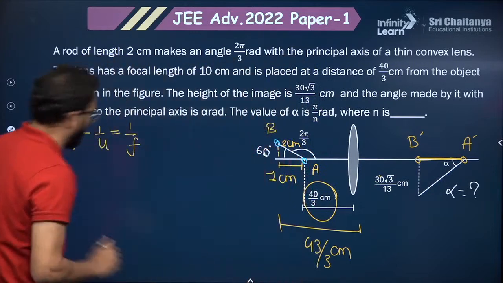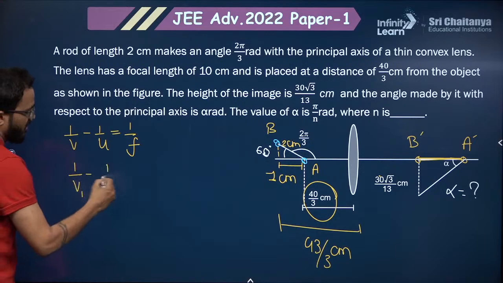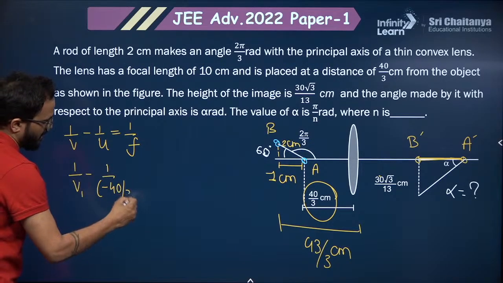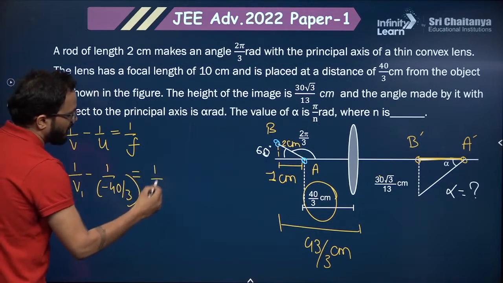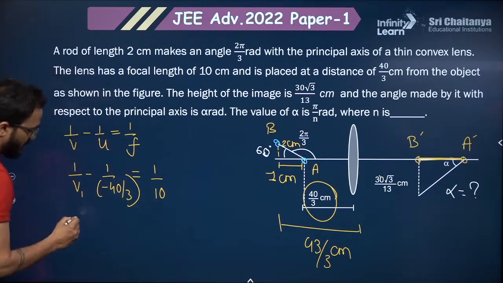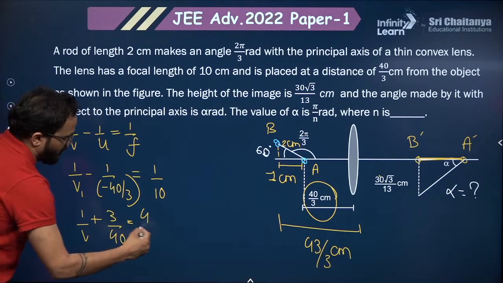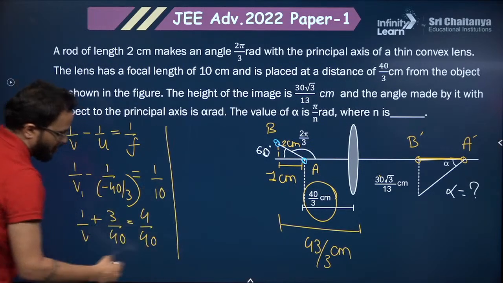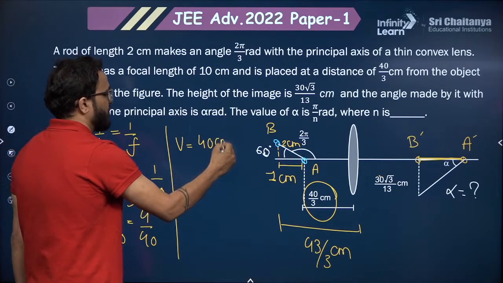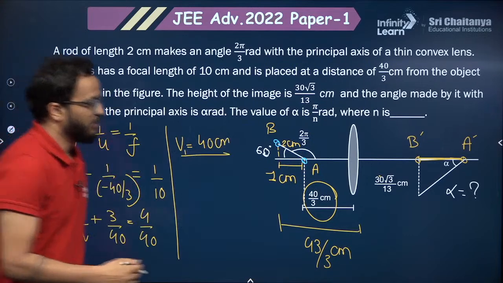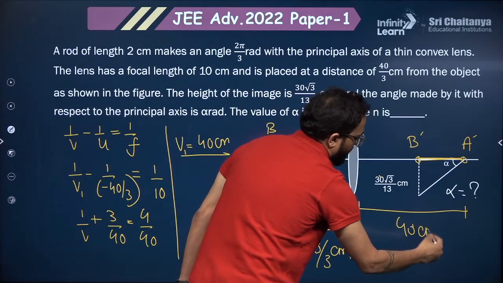Okay, so simple, we will do 1 by V, let's take V1 in the case, minus 1 by minus 40/3. Focal length will be positive as it's a converging lens here. So 1 by 10, right? So 1 by V1 plus 3 by 40 is equals to 4 by 40, can I say? So from here it is what? V1 is how much? 40 centimeter. That means this distance is 40 centimeter.